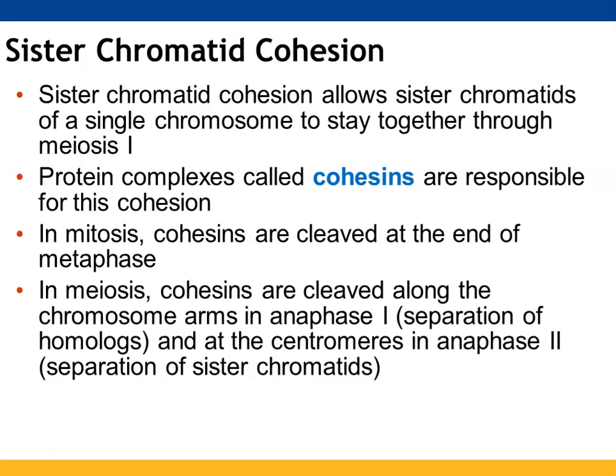So why we're able to keep the sister chromatids together is that they have those cohesins. We talked a little bit about them in mitosis, that will help them stay together within an individual chromosome. In mitosis, those cohesins are split in metaphase, but in meiosis, they do not get split until anaphase 1. And then they get split along the chromosome arms in anaphase 1, and they get split at the centromeres in anaphase 2. So the cohesins are going to be throughout the chromosome in meiosis. In mitosis, they are primarily just at those centromeres.